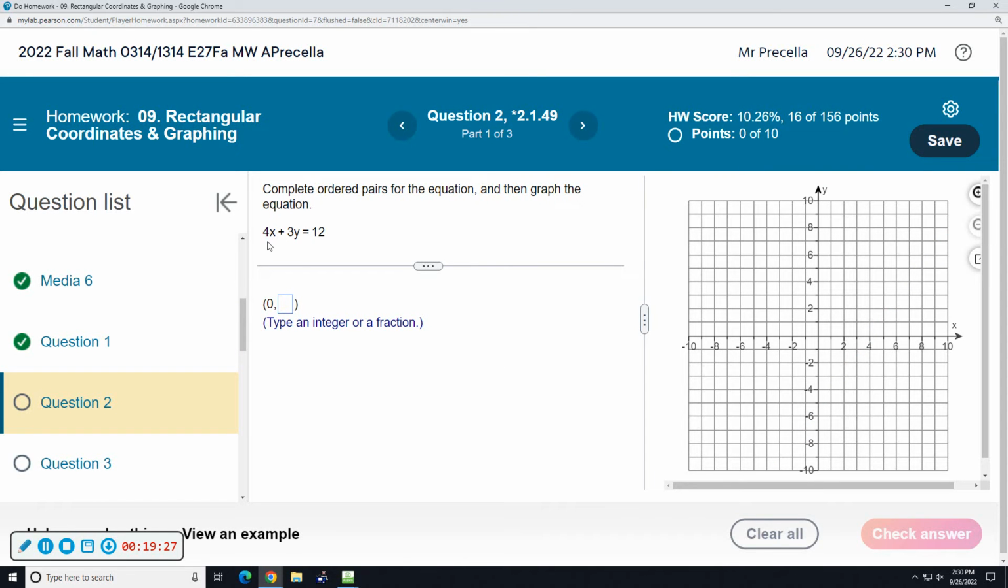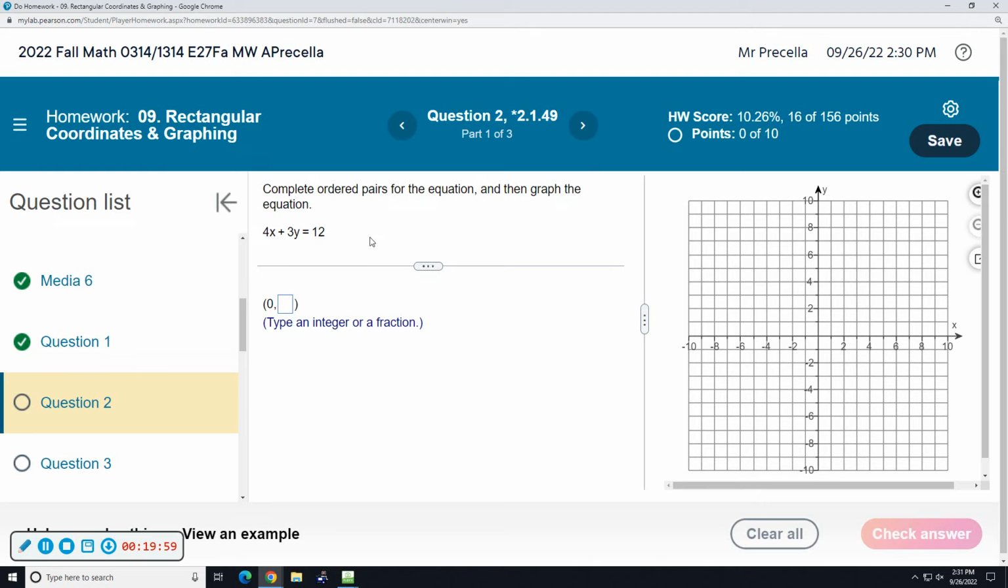When I look at this equation in number 2, what sort of graph do I expect to get? Another line. Notice we have x and y, no x squared, no x cubed, no square roots. This graph is going to be a line. So number 2, let me write it down: 4x plus 3y is equal to 12.